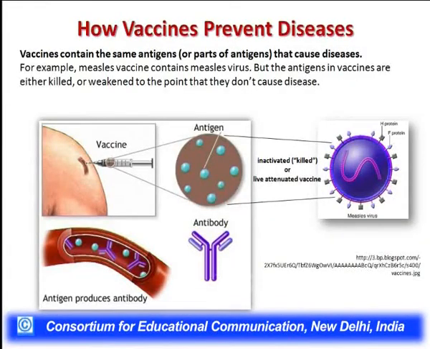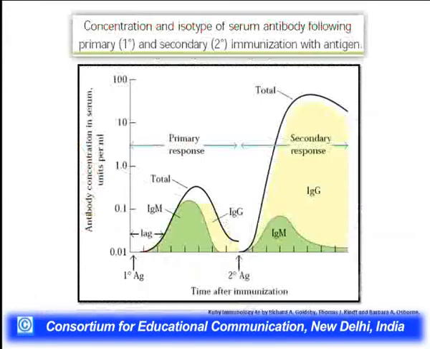Now, whenever there is a secondary infection, there are memory cells, which are basically the B memory cells, which are present. They recognize the infection as foreign, and it is taken out from the blood circulation. Now, over here we can see a graph showing the concentration and the isotype of the serum antibody following a primary and a secondary immunization with the antigen.